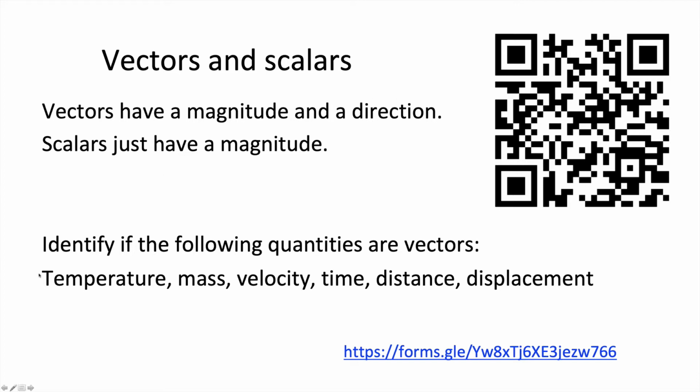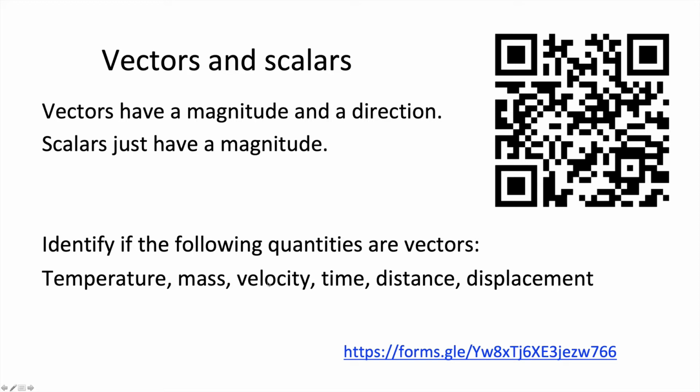Now, temperature is a scalar. We can't have a direction to a temperature. Temperatures can be increasing or decreasing, but the temperature itself, like 22 degrees C, doesn't have a direction, so it's a scalar. Mass is the same. We don't have 1 kilogram north or 1 kilogram with any direction. We just have the mass 1 kilogram. Velocity is a vector. So when we're talking about the velocity of something, we need to give a direction with it.